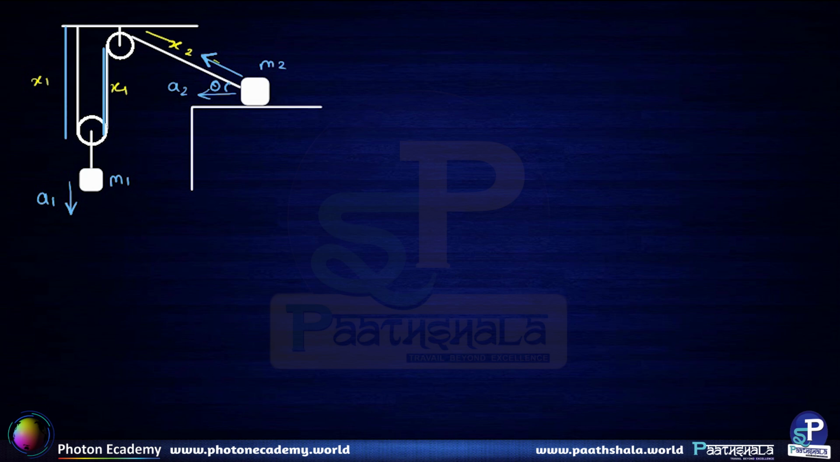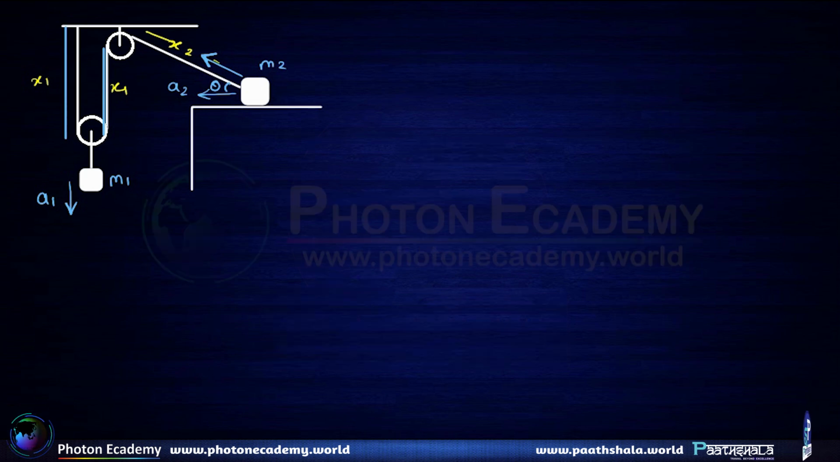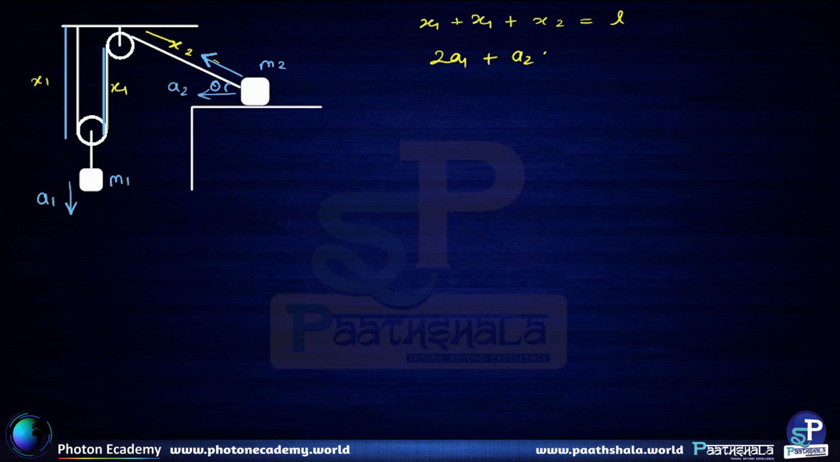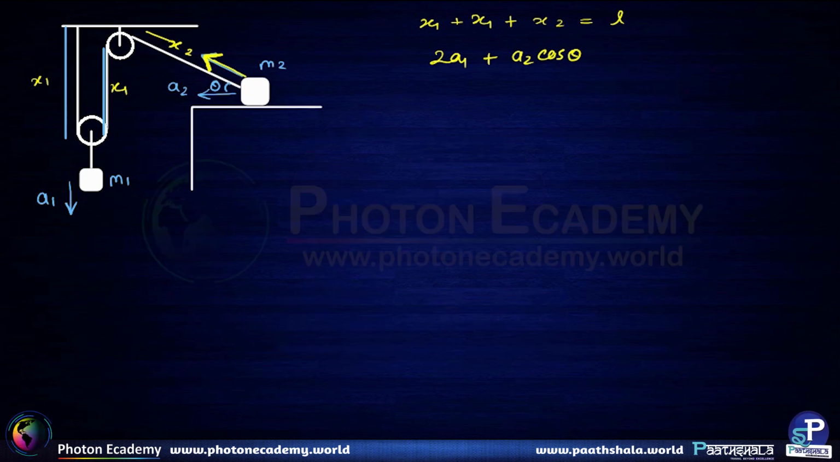While we write down the constraint motion equations, we can write x1 plus x1 plus x2 is equal to the length of the string. On double differentiating, we get 2 times a1 plus a2 cos theta, because a2 cos theta is how the string is varying in the acceleration sense. This part of the string is varying as a2 cos theta. This is very important to understand. This is equal to 0.